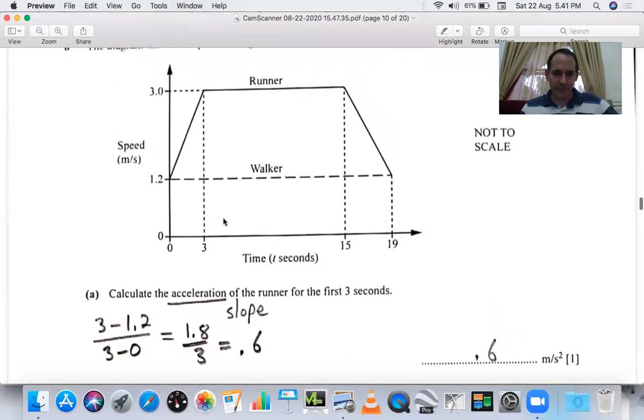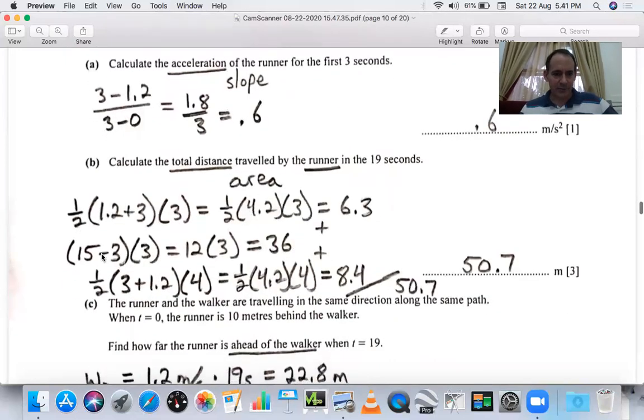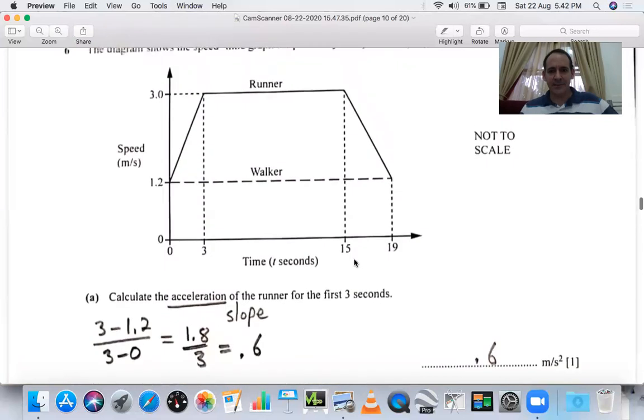Then in the middle, we have a big rectangle. So we have 15 minus 3 times the height, which is 3. So 15 minus 3 is 12. That's the length times the height of 3. That gives us 36. And then on the right, we have another trapezoid, or trapezium, if you call it trapezium.